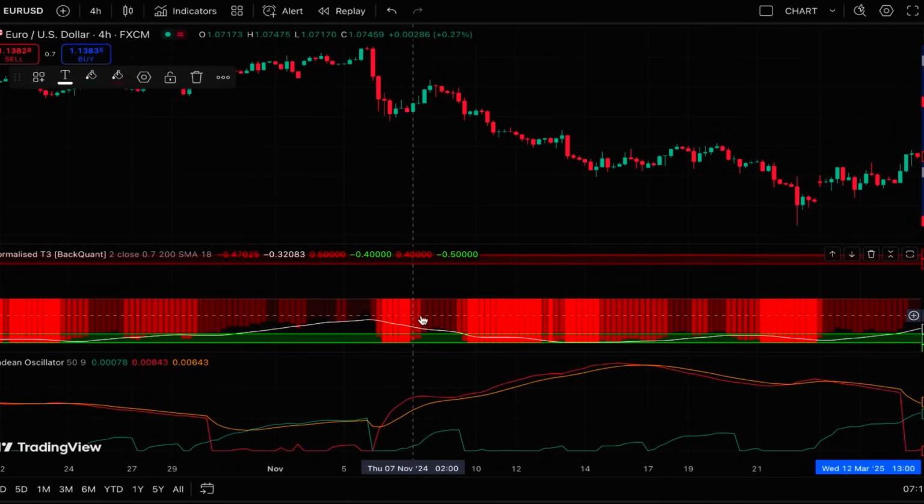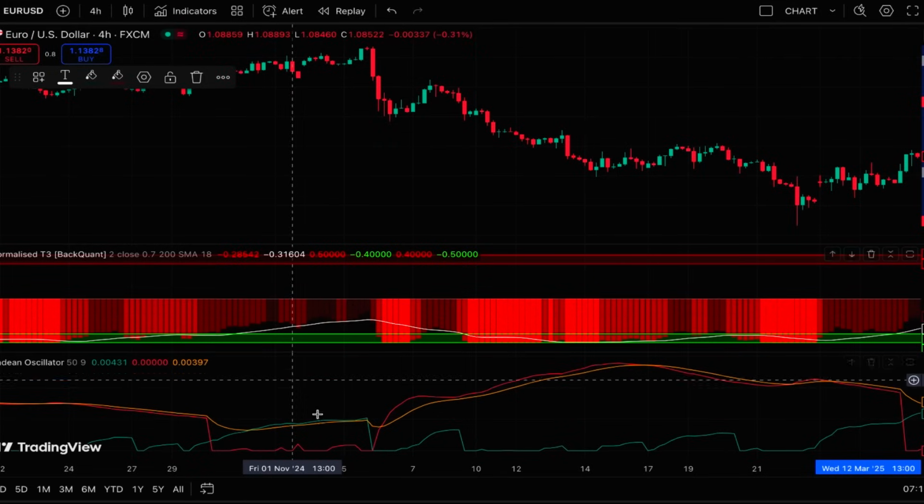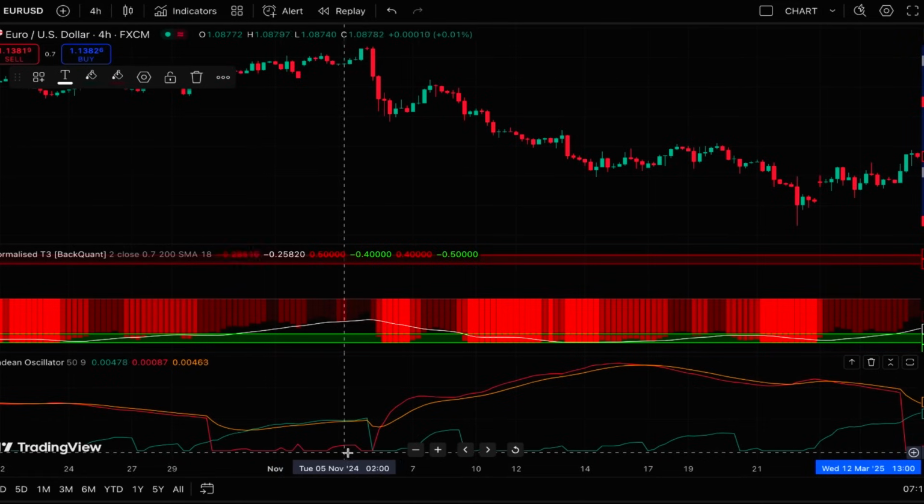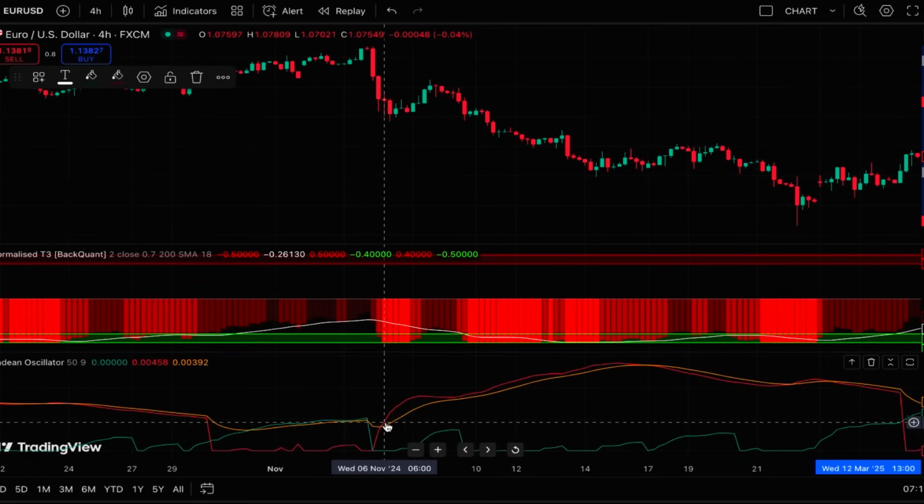And on the other hand, when the histogram is below the center line and red, which tells us that the market is trending down, we look for short position opportunities. In this situation, in the Andean oscillator, we look for the times that the red line crosses above the green line and then after that crosses above the orange line.